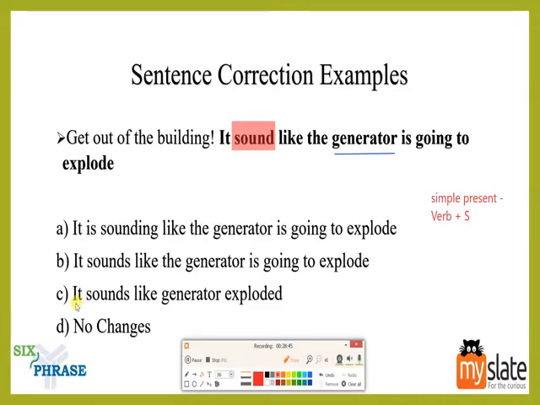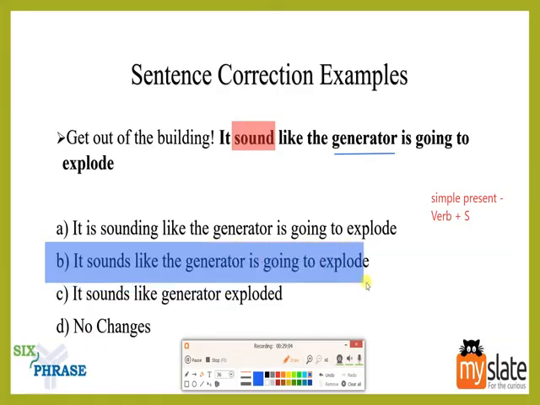It sounds like the generator exploded. Like, get out of the building. It sounds like the generator exploded. That is also possible. But the point is, since it is simple present here, you will have to go with simple present. Is going to explode, right? So this is simple present. So that is what you are going to use. That is why this is the answer and not the third one. The third one is not simple present. It is present perfect, like whatever action has been done, you will not be able to change it no matter what. So that is not the answer. I hope you guys got it. We'll go to the next example.